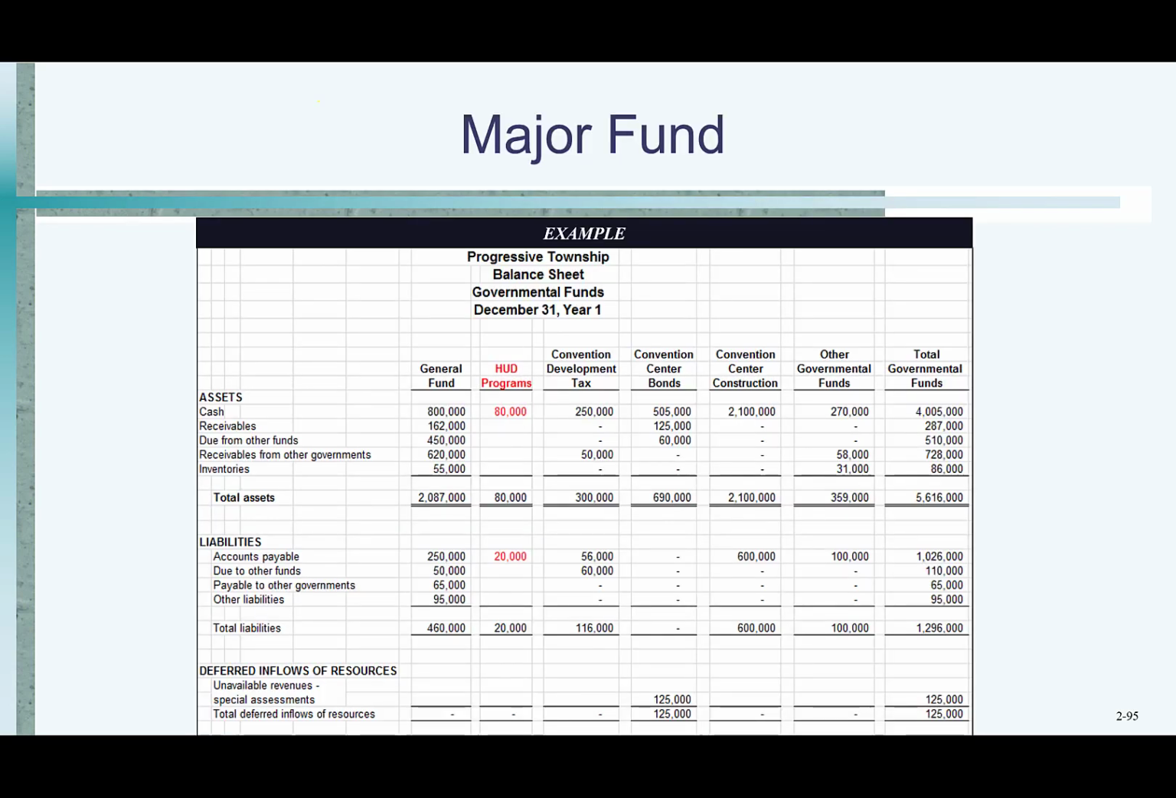Okay, so see this other governmental funds column? See that? All of those are the non-major funds.